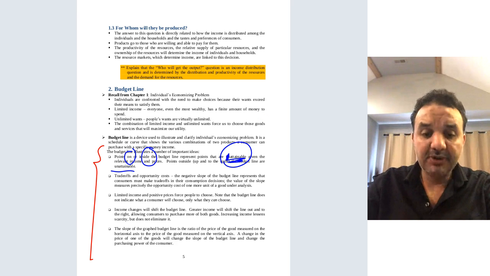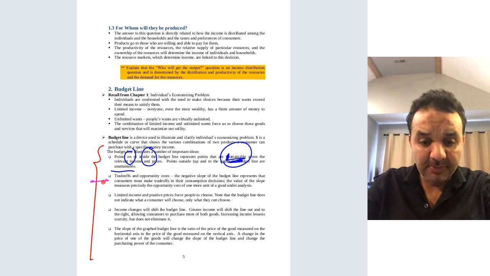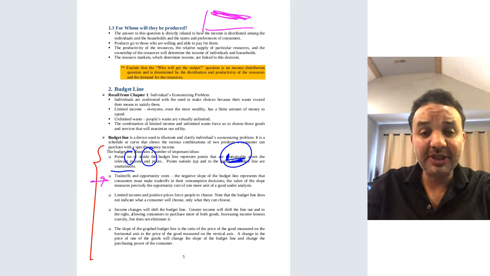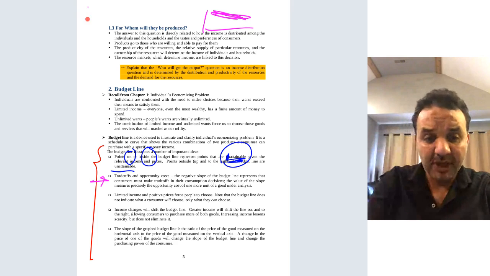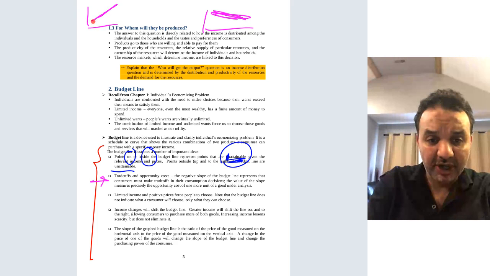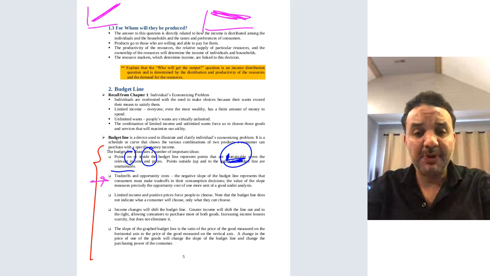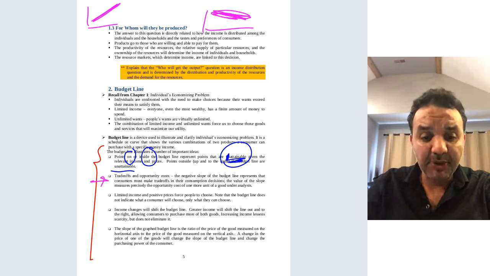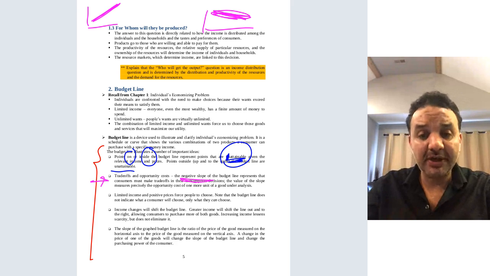Okay, so let's go back here. That's what I mean by trade-off and opportunity cost. Remember from math, any line sloping downward like this has a negative slope. But if a line is drawn like this, the slope is positive. So the budget line is typically negatively sloped. Why is it typically negatively sloped? To reflect the idea of opportunity cost.